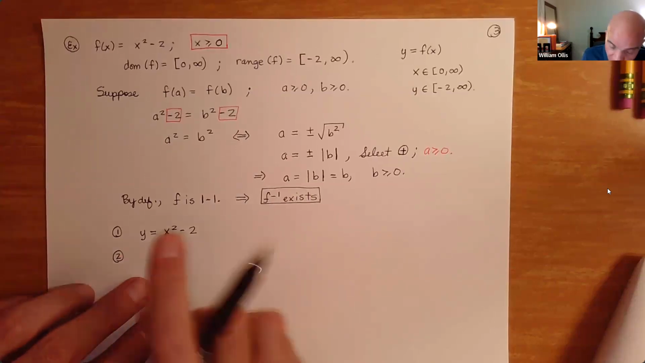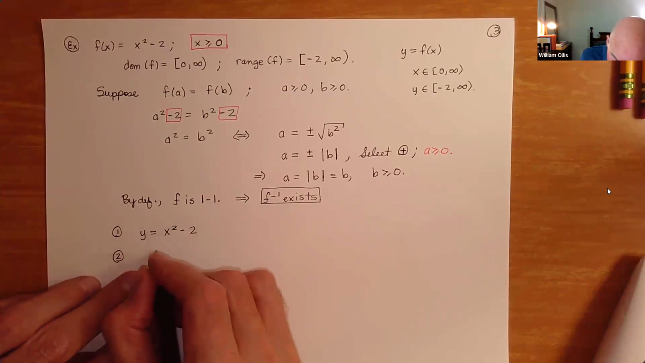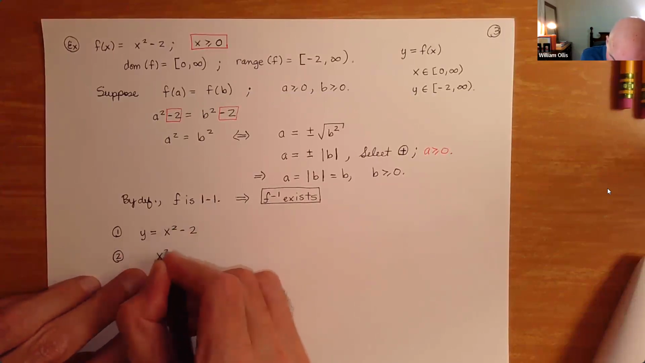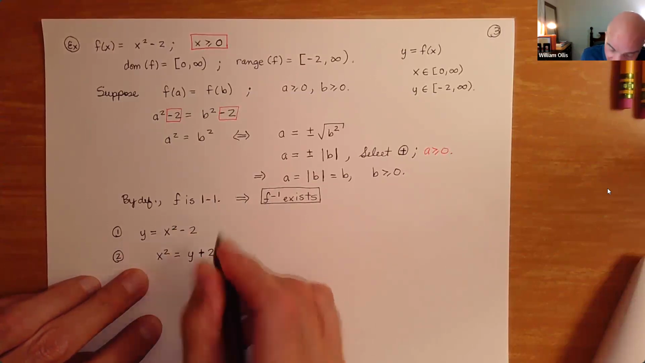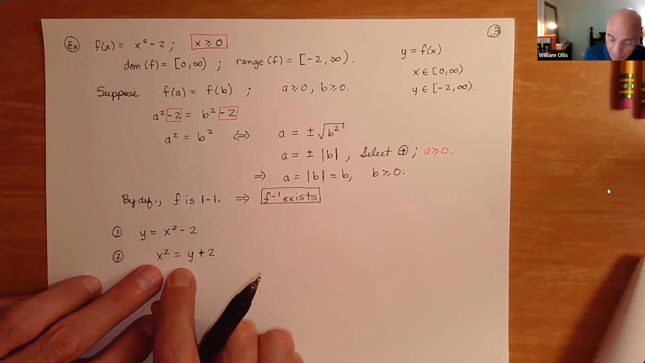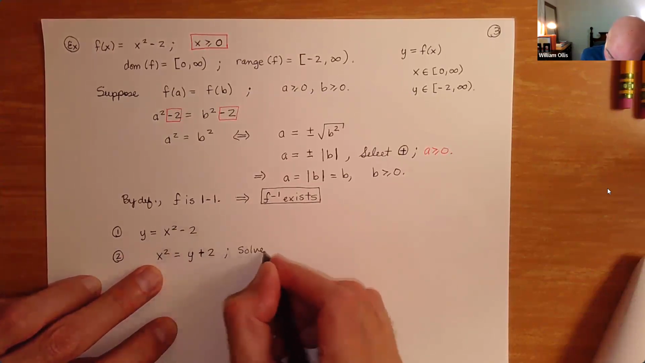So when we solve for x, we just want to isolate x squared. So we have x squared equals y plus 2. That is, isolate the x squared. So let me just write here, solve for x.